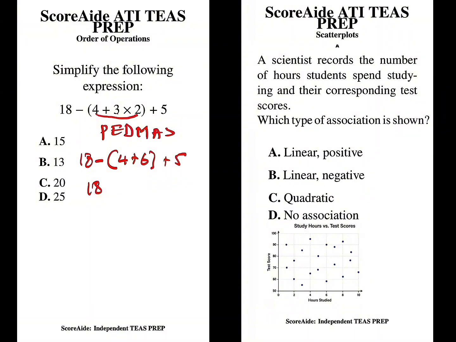Now 4 plus 6 is going to give us minus 10 plus 5. So 18 minus 10 is 8, plus 5. So this is going to be 13. Perfect. The answer is B.